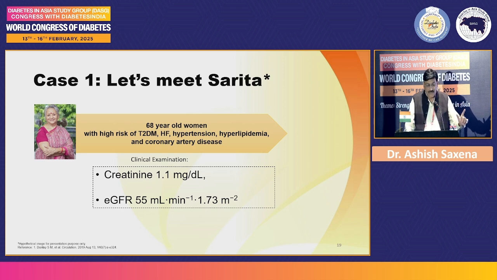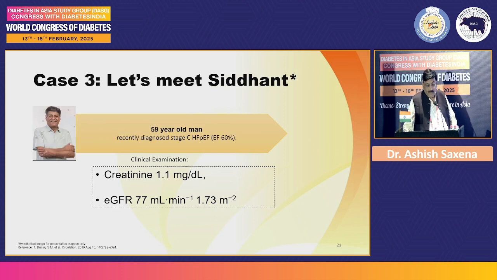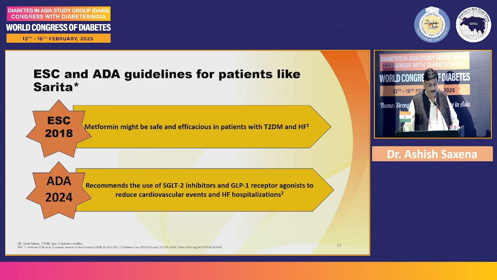This is a lady, Sarita, 68-year-old, diabetic, hypertensive, dyslipidemia, EGFR of 55. Now, over here, the EGFR is coming down. Creatinine is 1.5. Next is a 70-year-old person. He actually has heart failure with reduced ejection fraction, with a creatinine of 1 and EGFR of 77. And we have Siddhant. He is a 59-year-old with preserved ejection fraction, EGFR of 77.